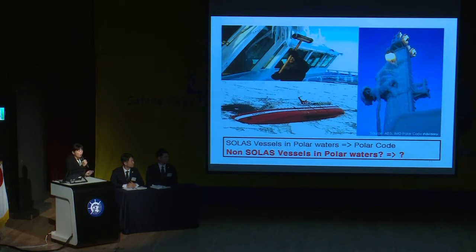SOLAS vessels operating in polar waters are built appropriately for safe navigation guided by the Polar Code. If accidents occur and they are placed in urgent and dangerous situations, proper countermeasures are taken according to the Polar Code. But how are the non-SOLAS vessels operating in polar waters prepared? Are non-SOLAS vessels not in a critical and dangerous situation?